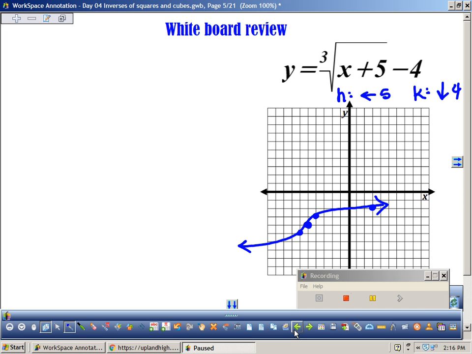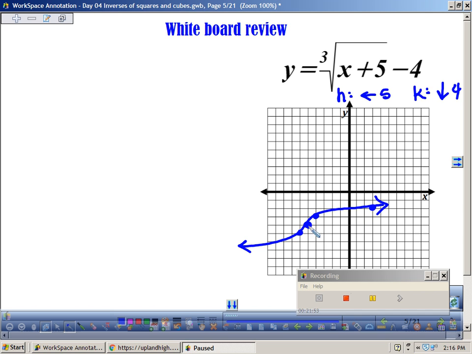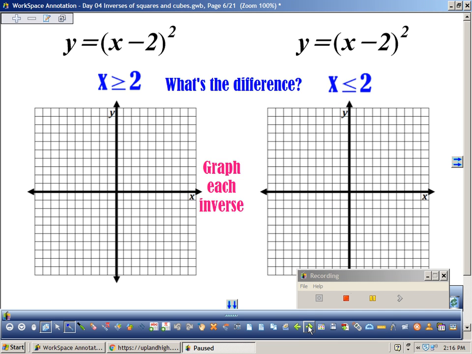On every single one of these graphs, we're going over 8, up 2. Right? So since I was already over 1, I decided I was just going to go 7 more. If it confuses you, just stay right there at the vertex and go over 8, up 2. Okay? All right. Let's go back and look at this.